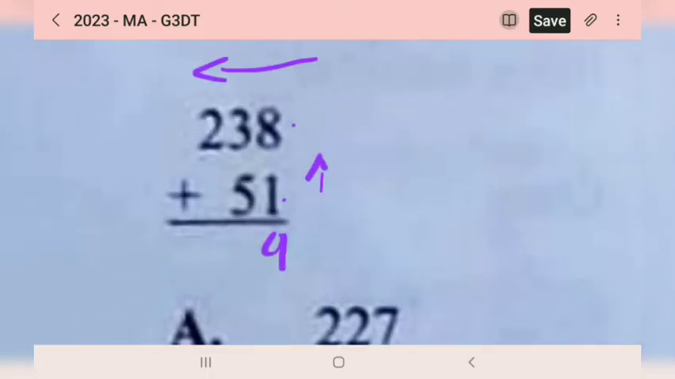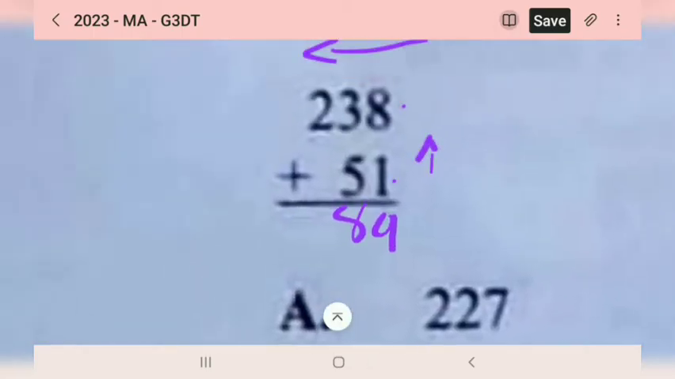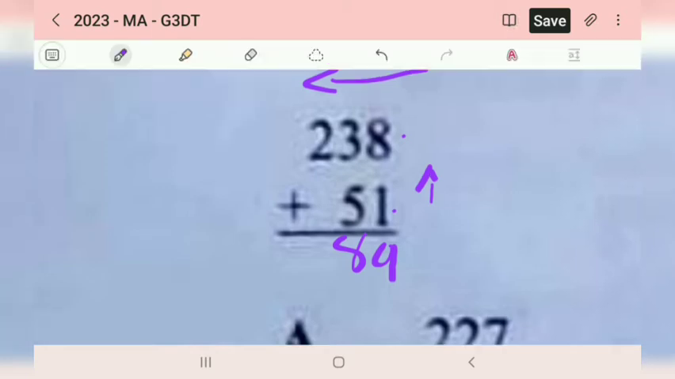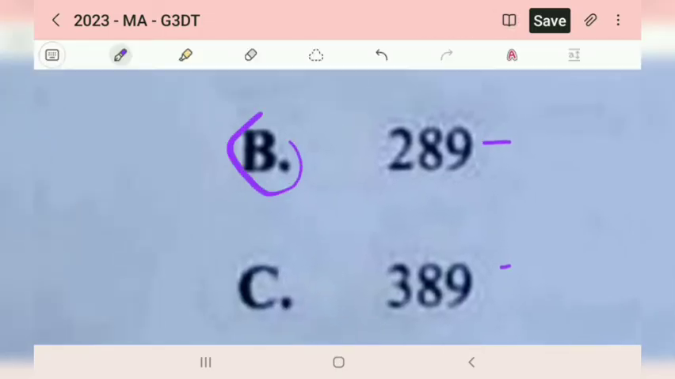5 and 3 is 8. 5 plus 3, 8. Let's see if we have any ending in 89, and that's B and C. Mr. Diagnostic means that we must write the entire thing out. All right, and then we have our 2, adding nothing to it. Still going to be 2. So we're looking for 289, and that's at B.